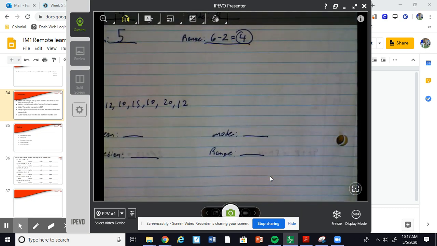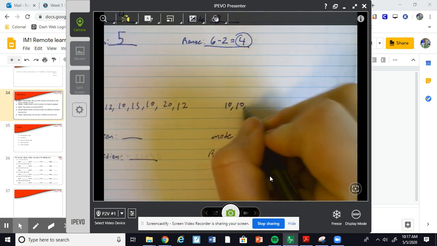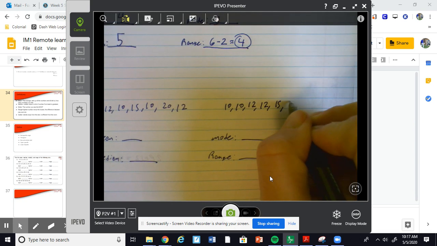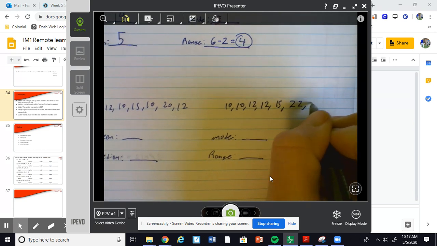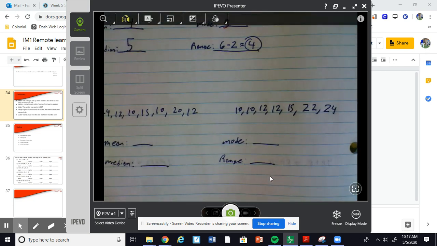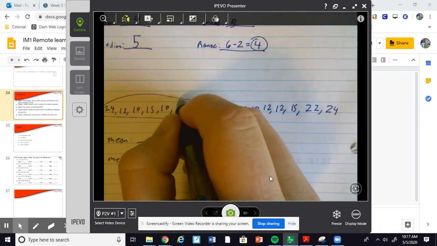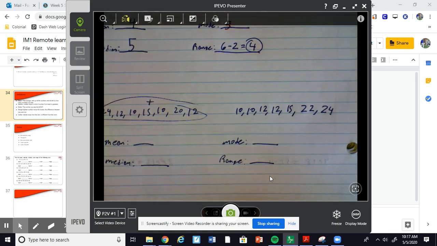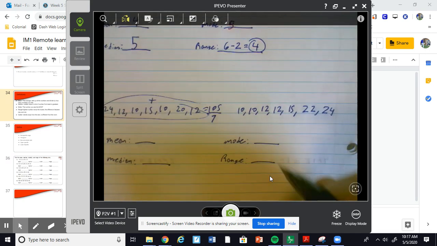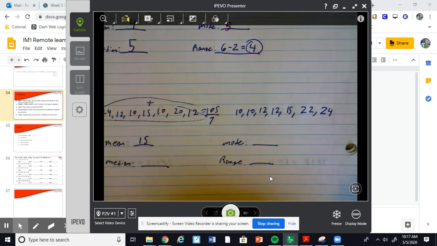So moving right along, we're going to do the same thing. I'm going to put the numbers in order first, from least to greatest. The first thing we're going to do is find our mean. So we're going to add up all those numbers, which gets me to 105. Then I'm going to divide by the total number of 7, which gets me 15.